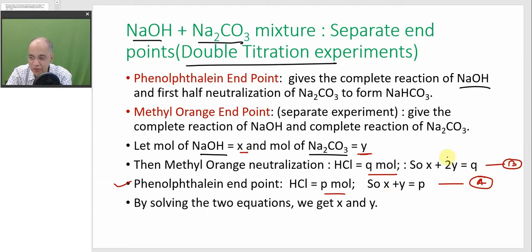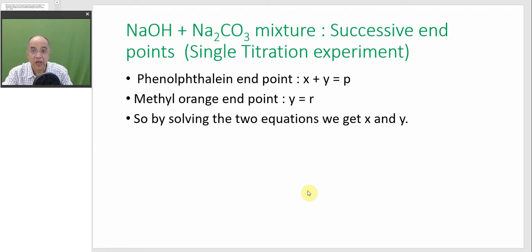So once you have 2 equations involving X and Y, this you get from the titer value. This is using phenolphthalein, this is using methyl orange, right? Then you solve these 2 equations, you find X and Y in terms of mole or millimole, then you convert it into its mass. Then you can find the molarity of the original solution, you can find the strength in grams per liter and whatnot.